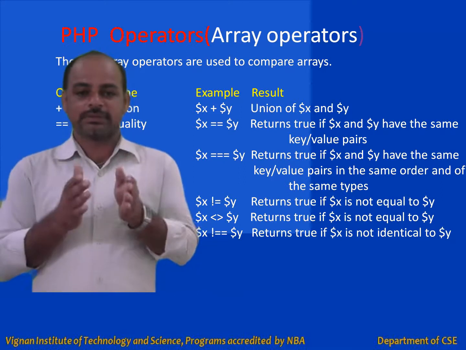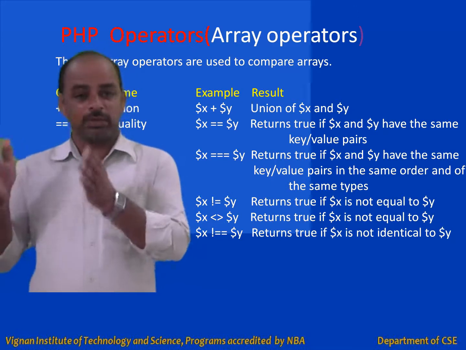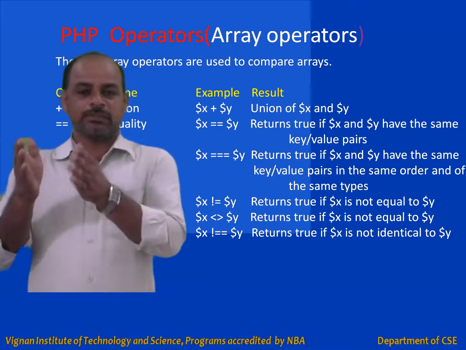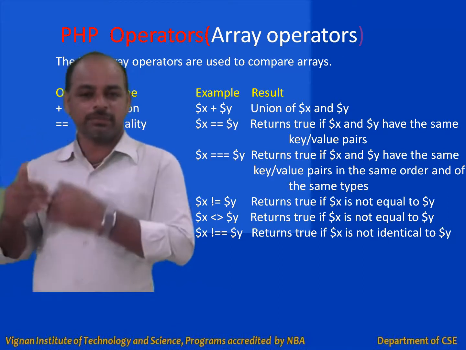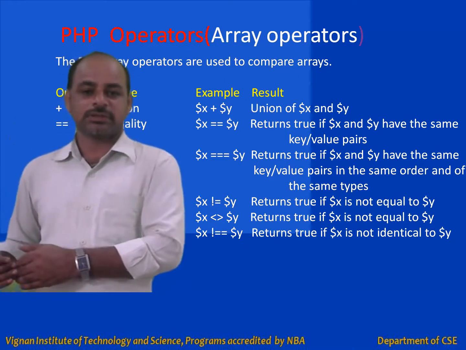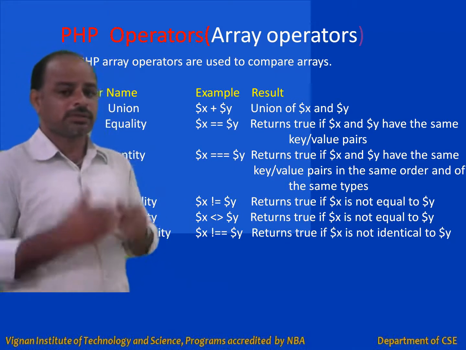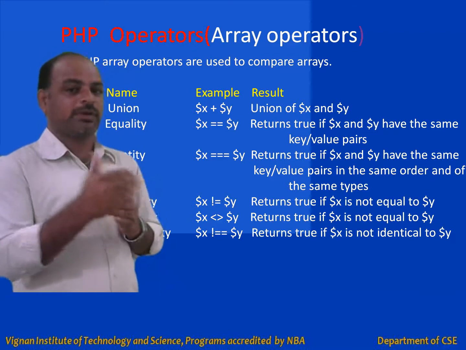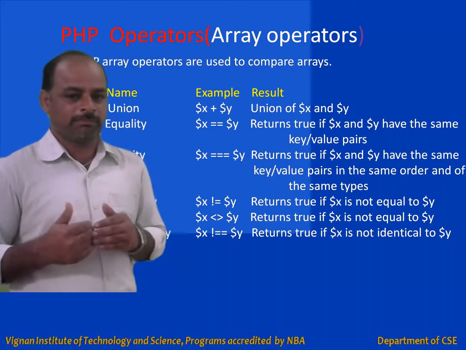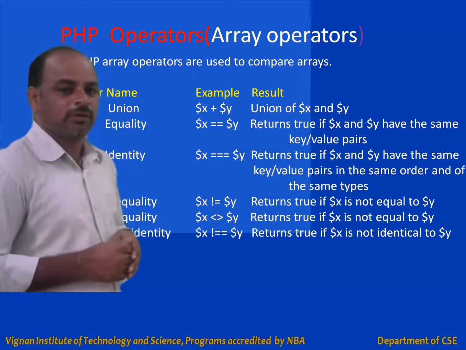So if array $x and array $y both have the same key value pairs, and those must be in the same order. That means the first element in array 1 must be the same as the first element in array 2, and the second element in array 1 must be the same as the second element in array 2. In such a case, the type of element 1 in array 1 and array 2 will both be compared. If all are satisfied, then it is a Boolean value true, otherwise it is a Boolean value false.